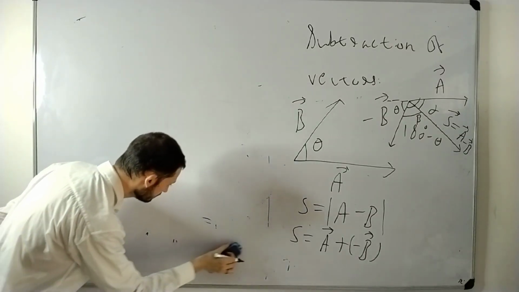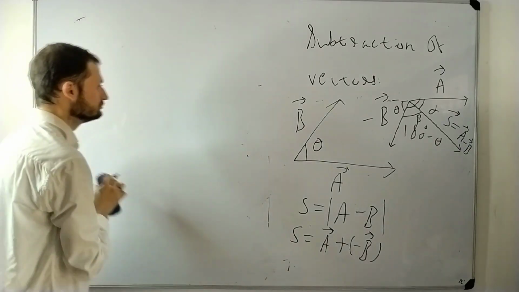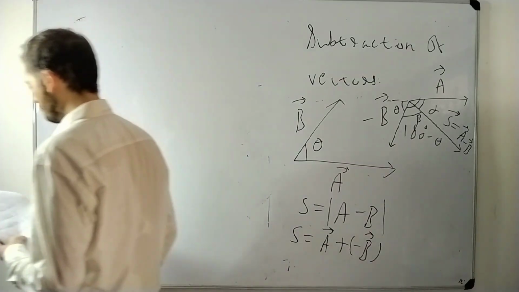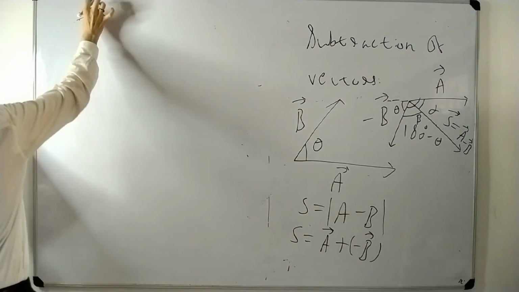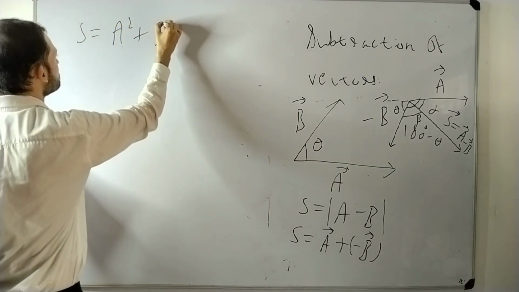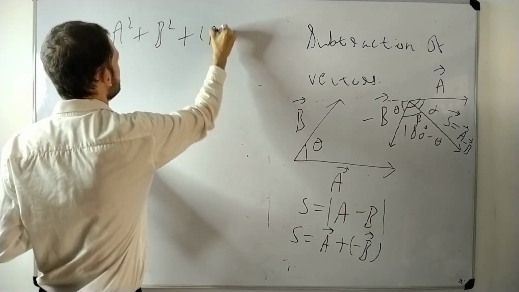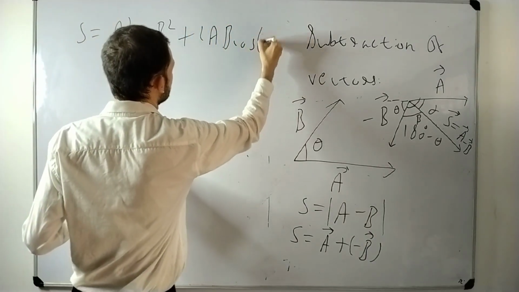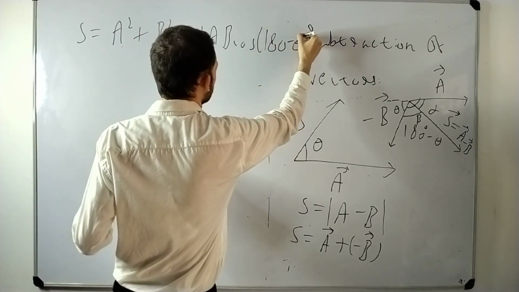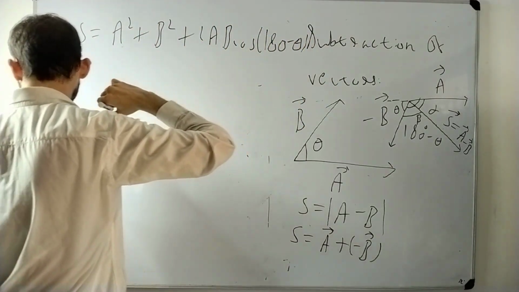Thinking, sir, thinking. We have understood that you want to make us Sir Isaac Newton. But A square plus B square plus 2AB cos 180 minus theta. Right, students? Sir, whatever you say.